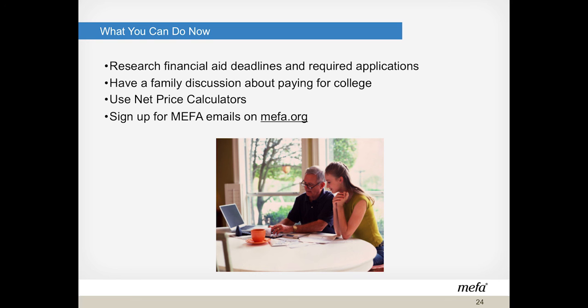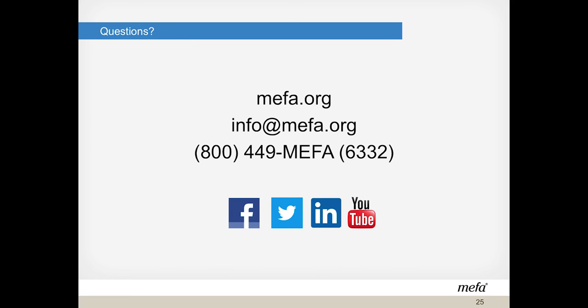It's helpful to have a family discussion about paying for college, good for students and parents to sit down so that everyone is clear who will be paying for college and how much each person plans to contribute. Those net price calculators I mentioned are helpful just to give you an estimate of what each college and university can provide. And finally, on MEFA.org, the organization website where I work, we have emails. You can sign up for those, and they'll just give you reminders every 2 to 4 weeks of what you should be doing through this financial aid process. So feel free to sign up for those emails right on our homepage.